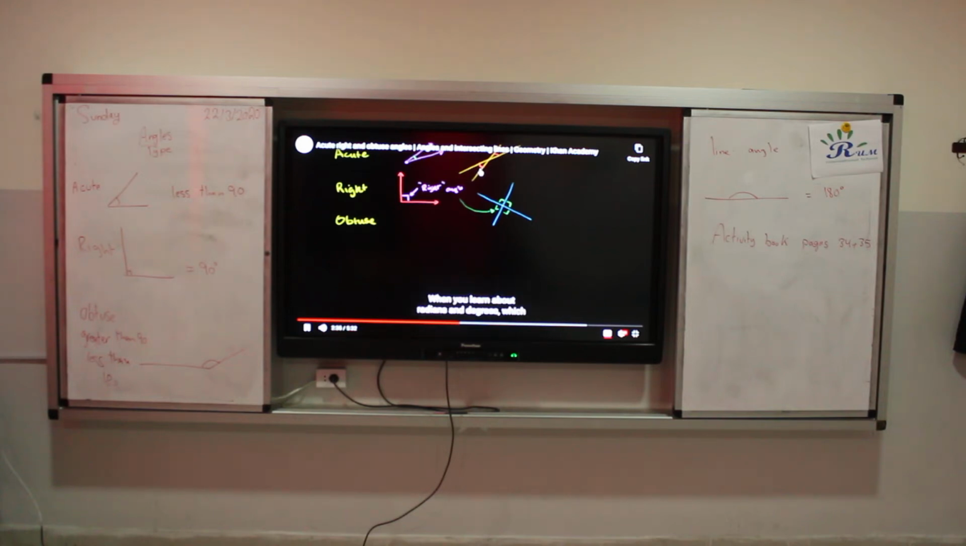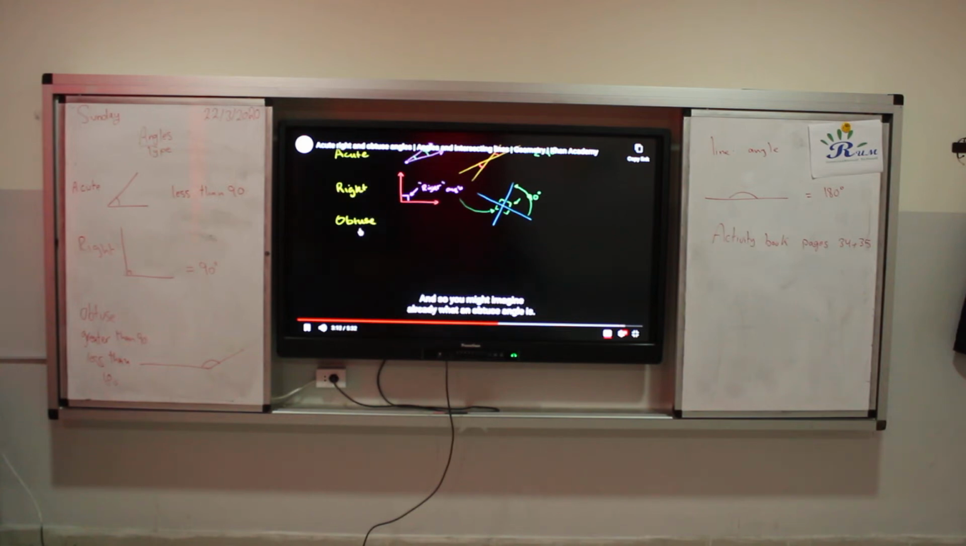When you learn about radians and degrees, which are different ways to measure angles, you'll see that a right angle can be measured as 90 degrees. This over here is less than 90 degrees. One way to conceptualize this is that this angle's opening is smaller, it's more narrow. You would have to rotate one line less to get to the other line than you would over here. Here you'd have to move it all the way over there. Here you only have to move it a little bit. So the acute angle is less than a right angle.